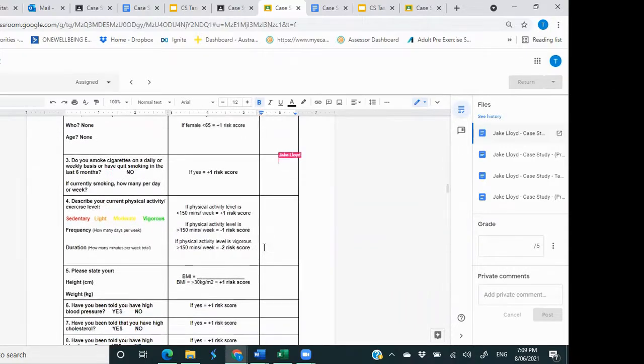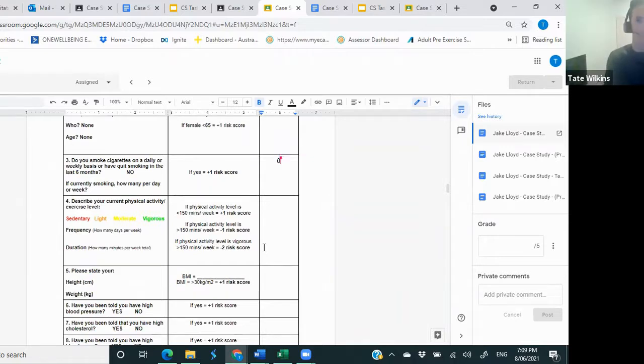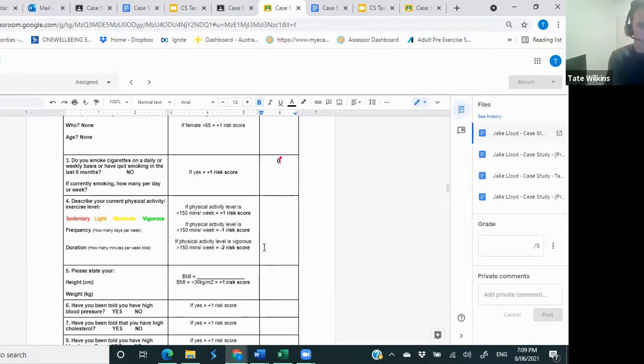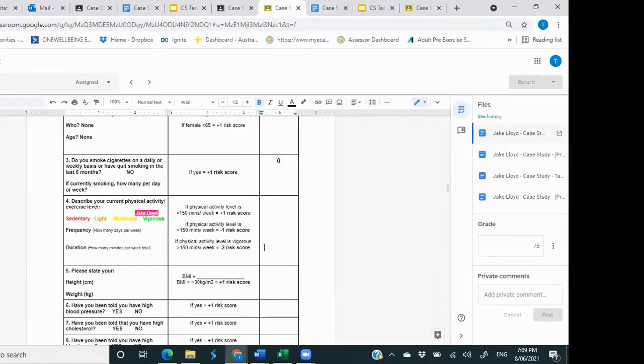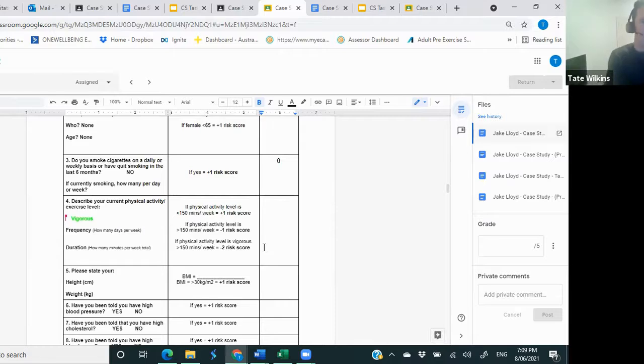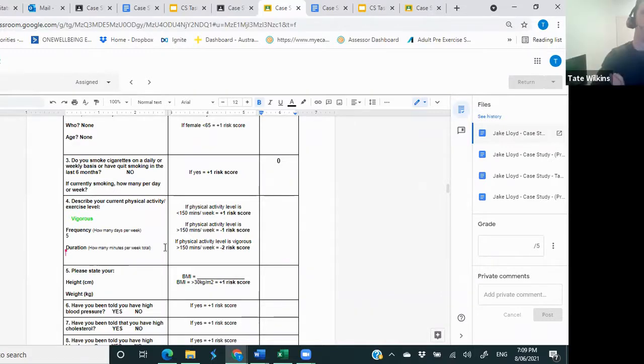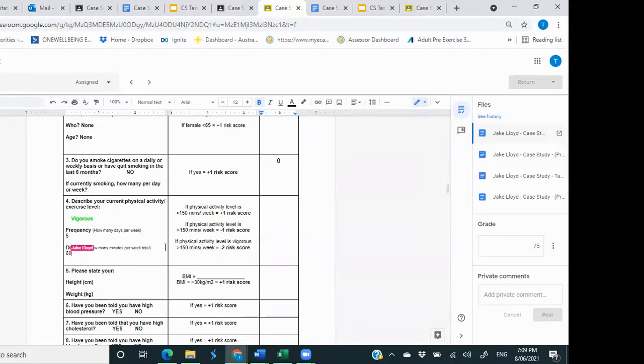0 again. Yep. Describe your current physical activity, exercise level. I'd probably be vigorous. Just get rid of the rest. Yeah, I reckon, delete it all. Frequency: how many days a week? We'll say 5. I'll just include my going to the gym. You can include other ones, but I'll just stick to the structured one. That one's minutes per week total, because the calculation's per week. So that's going to be 5 times 60, so 300 minutes. So that is obviously 0 again.